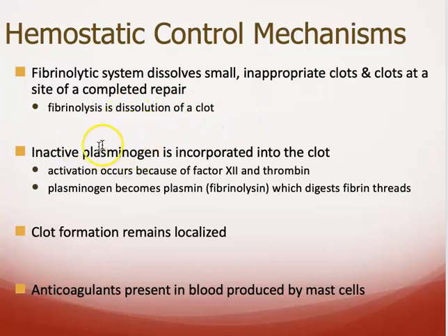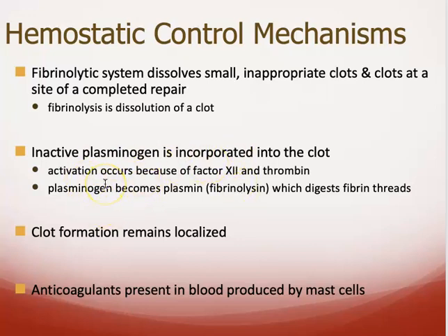Inactive plasminogen, so there's another O-gen that you're seeing here. So here's another protein that is incorporated into the blood clot. Once we form factor 12 and thrombin, it activates plasminogen, so that O-gen, we just knock off that O-gen, becomes plasmin. Fibrinolysin is its other name because it's going to break down fibrin threads. Either term is okay, just be aware that it does have multiple terms that it's called.